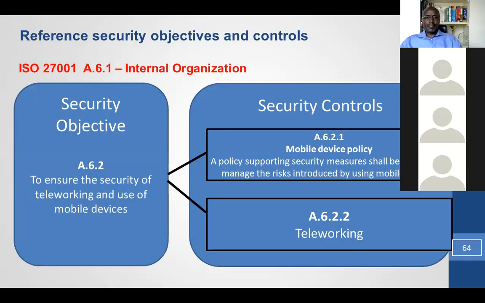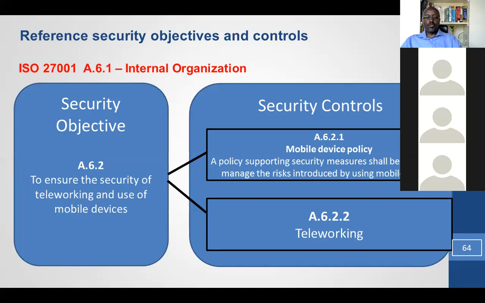reference of security objectives and controls, just to understand how Annex A would look. So this is just an extract of Annex A 6.1, which deals with internal organization. The security objective for A6.2 is to ensure the security of teleworking and use of mobile devices. And the control that you'd have to put in place, 6.2.1, would be a policy supporting security measures shall be adopted to manage the risks introduced by using mobile devices. For instance, these are some of the controls in Annex A.